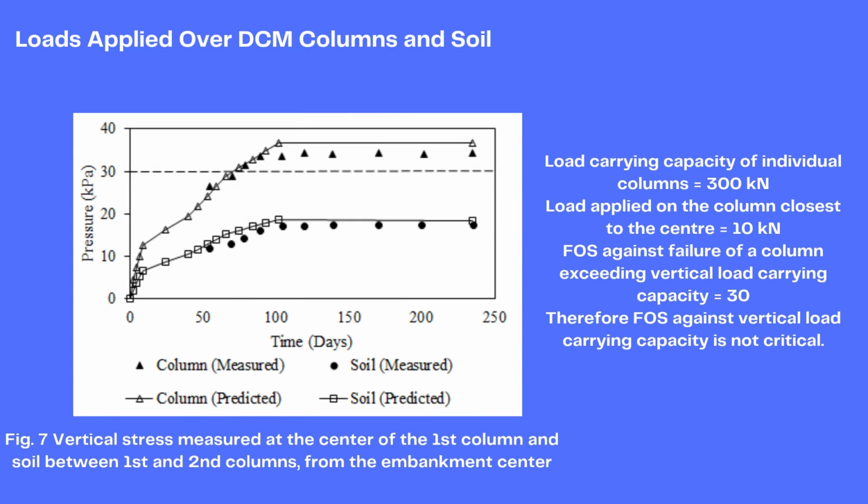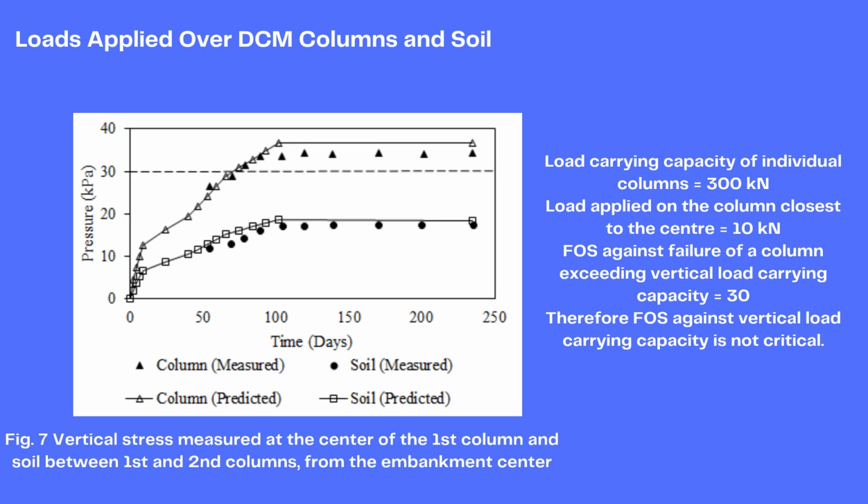This is the load distribution between columns and soft soil. In the figure, you can see where earth pressure cells are placed, and in this case, total embankment load is about 30 kilopascals. But we can see that soil has a very low pressure compared to the embankment load, and columns have a higher load compared to the embankment load. That means some arching happens in this case.